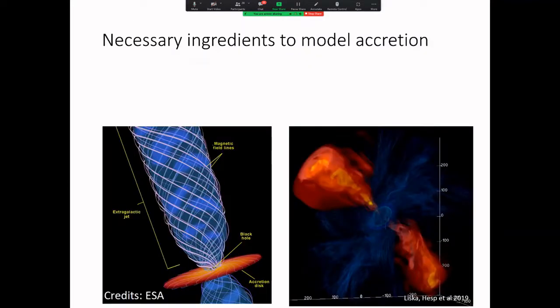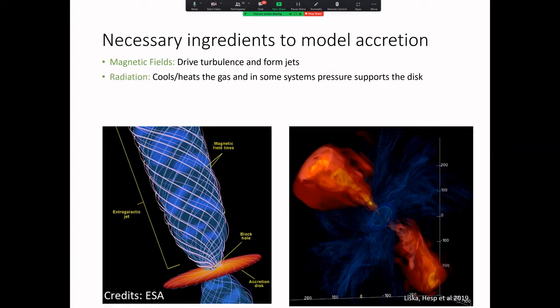So to model black hole accretion, you need several components. First of all, I've already highlighted it a little bit. You need magnetic fields, because the shearing of magnetic field lines in the disk, as illustrated here, seeds the turbulence. If there were no magnetic fields, the disk would accrete many, many orders of magnitude slower, and simply nothing could be explained. And these jets, because they are essentially pointing flux bundles, also need these magnetic fields.